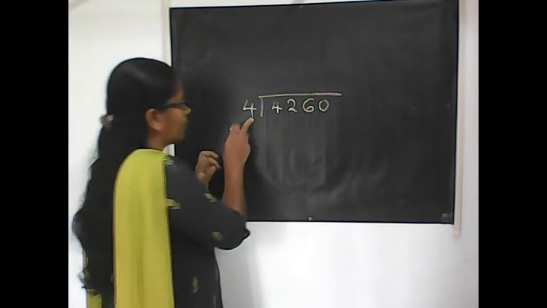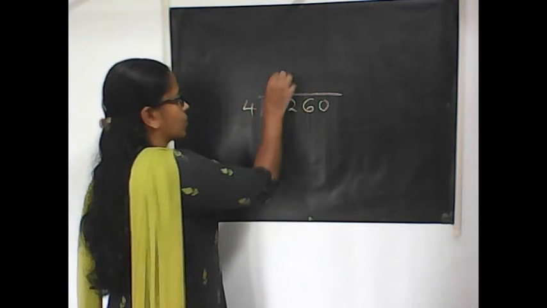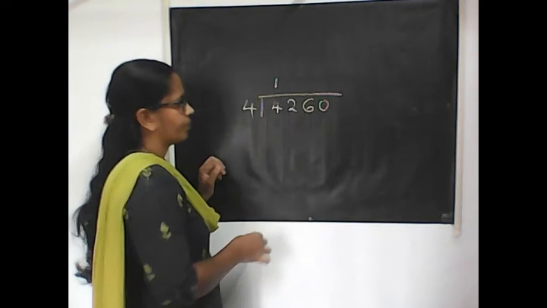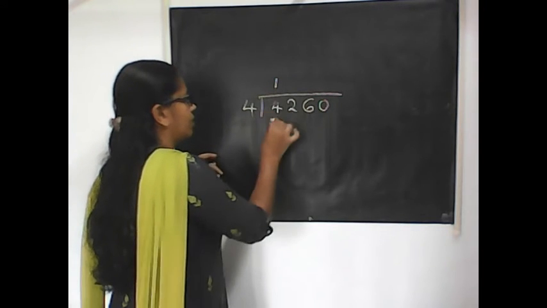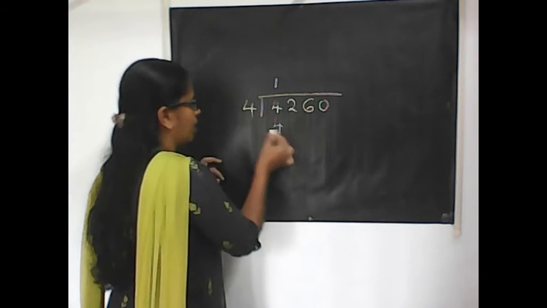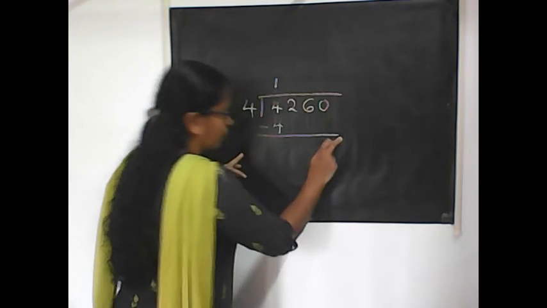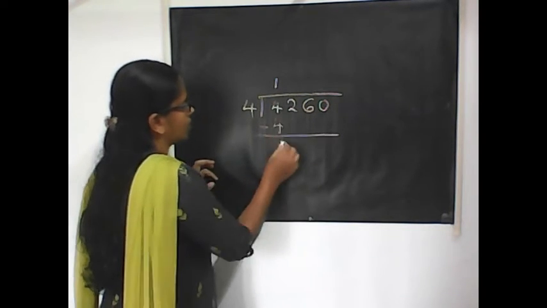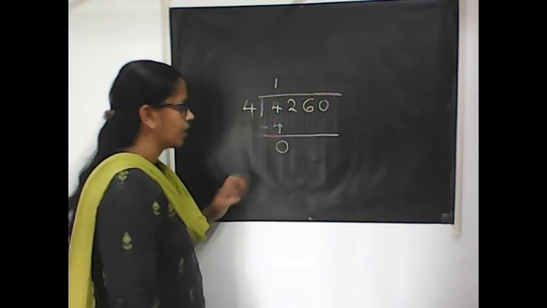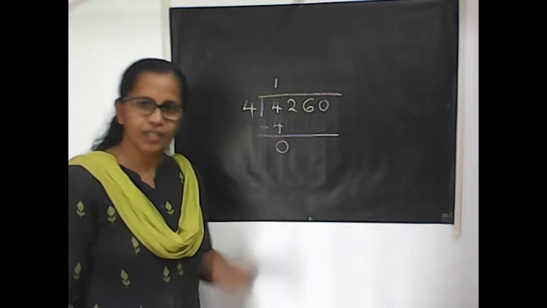So, say the table of 4. 4 into 1 is 4. So, write that 1 above. Then multiply 4 into 1. Write 4 just below this. Then third step, minus it. Then subtract, 0. So, the first packet I have taken and it is over.